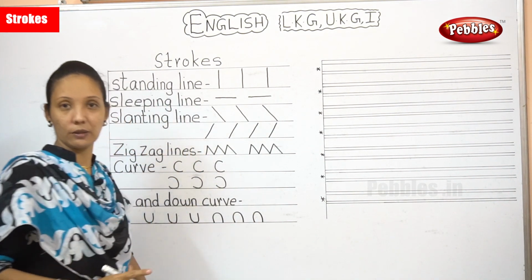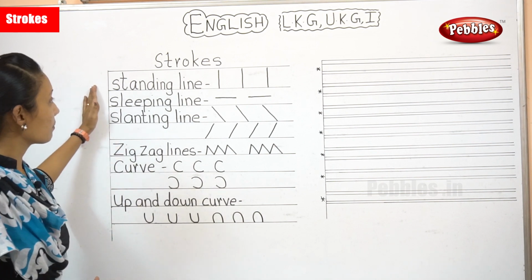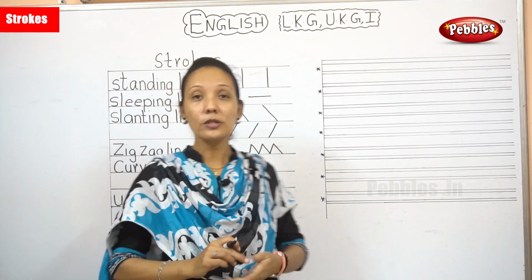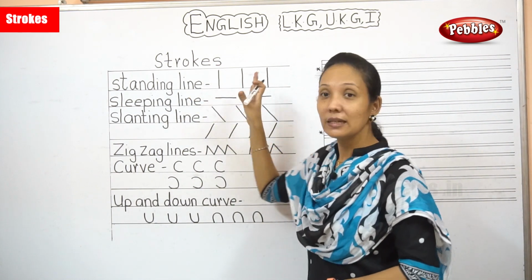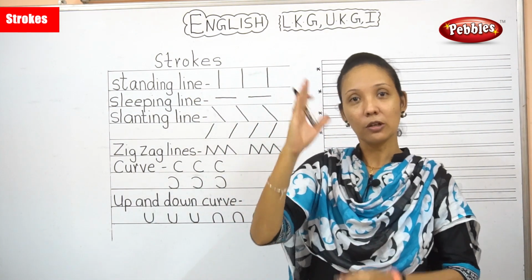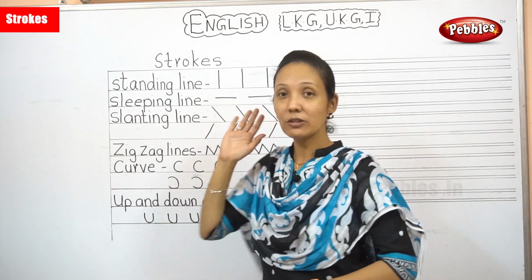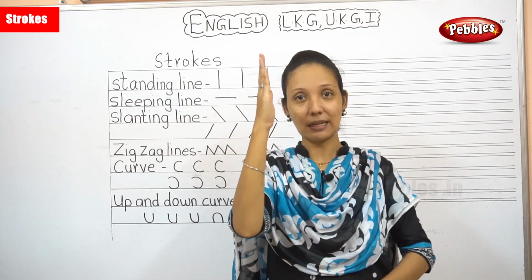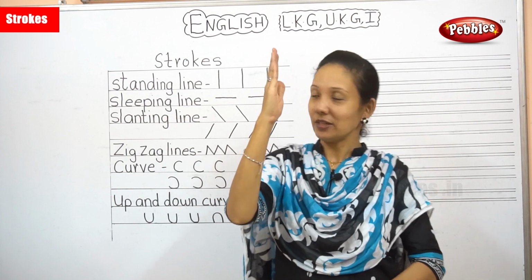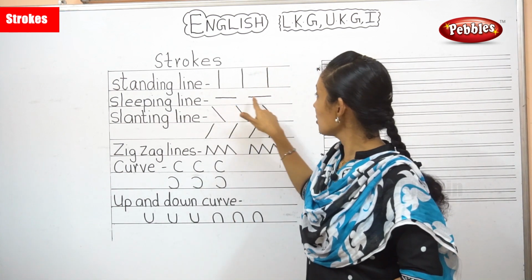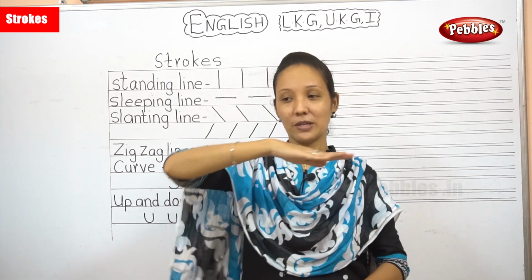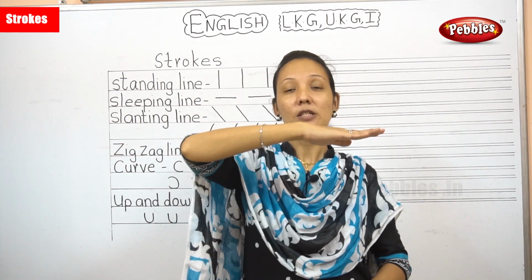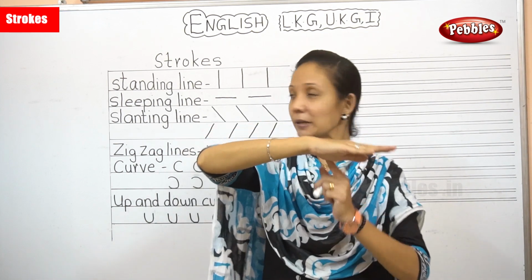Down curve. Okay, so here you have learned some strokes. Your strokes are your standing line. As I said, it will be in a straight position. Okay, you can use your hand and you can show it as a standing line. Yes, your hand is straight. Yes, good. Now next is your sleeping line. So what position do you sleep, children? Yeah, you sleep like this, right? So this is called a sleeping line.